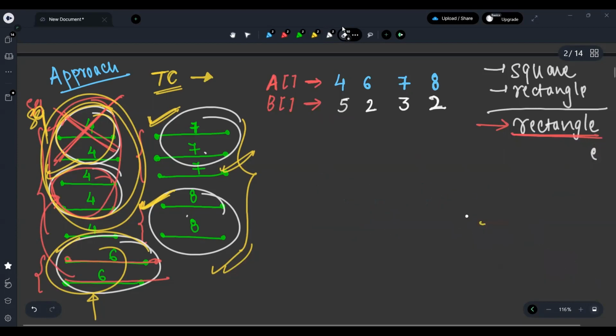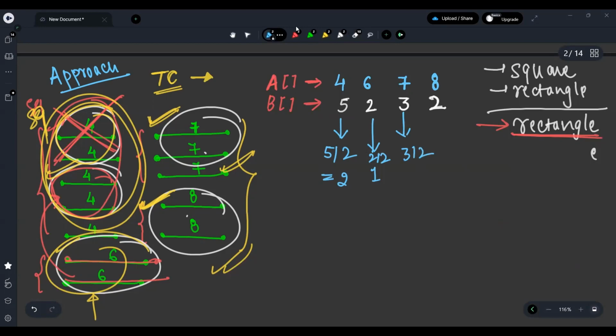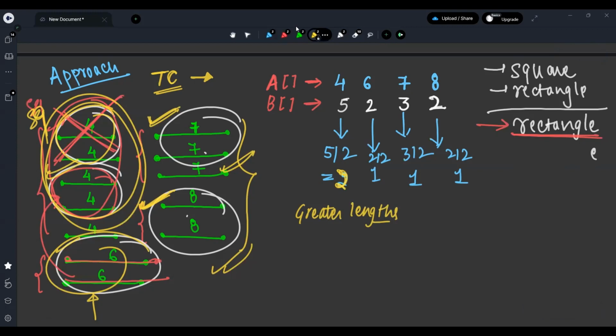So let's do this. I know I have 5 lengths, so the total number of pairs that can be made is 5 by 2, that is 2 pairs. Similarly, one pair can be made from 2 by 2. Similarly, 3 by 2, one pair can be made. Similarly, 2 by 2, one pair can be made. So I can see that if I take greater lengths, it will always be better. So let's say we will have two pairs. I will take the greatest pair. Here the greatest is 8, so one pair is 8 8. Similarly, the second pair is 7 7.